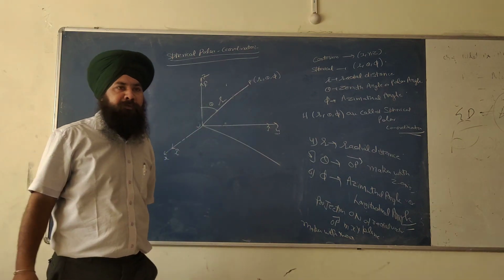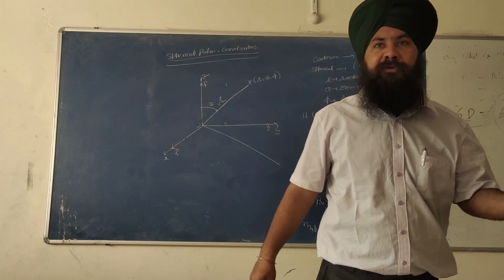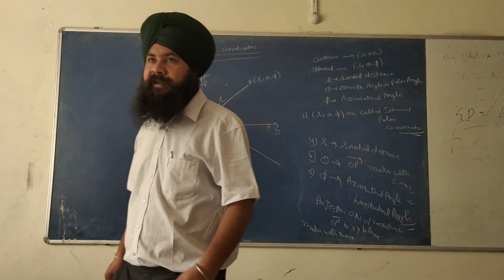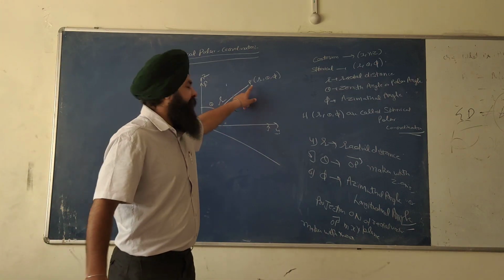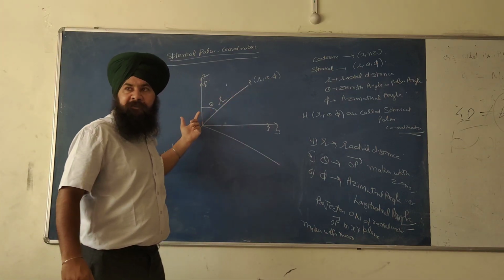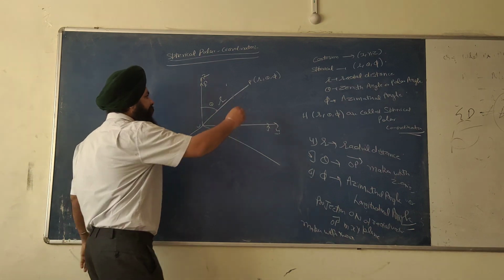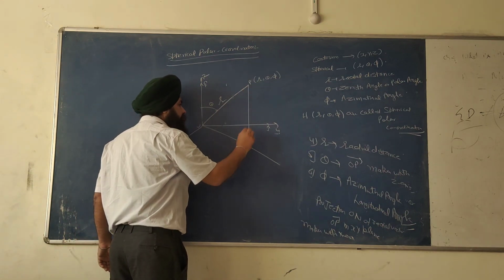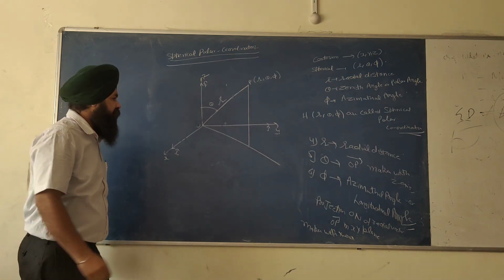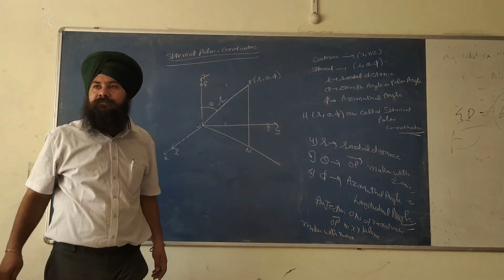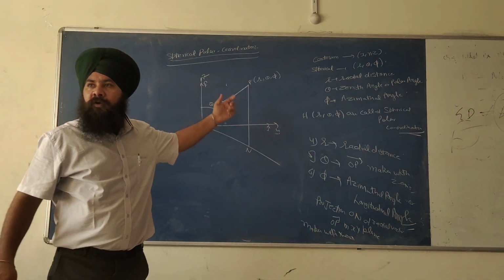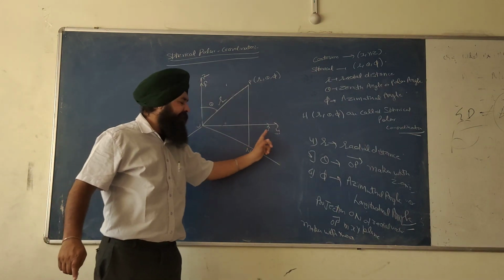See, what is projection? Projection means परछाई. Projection means परछाई. ठीक है? If you want to calculate the projection of point P or OP, one and the same thing, draw a perpendicular. So this is N. So ON is the projection of OP in the XY plane.